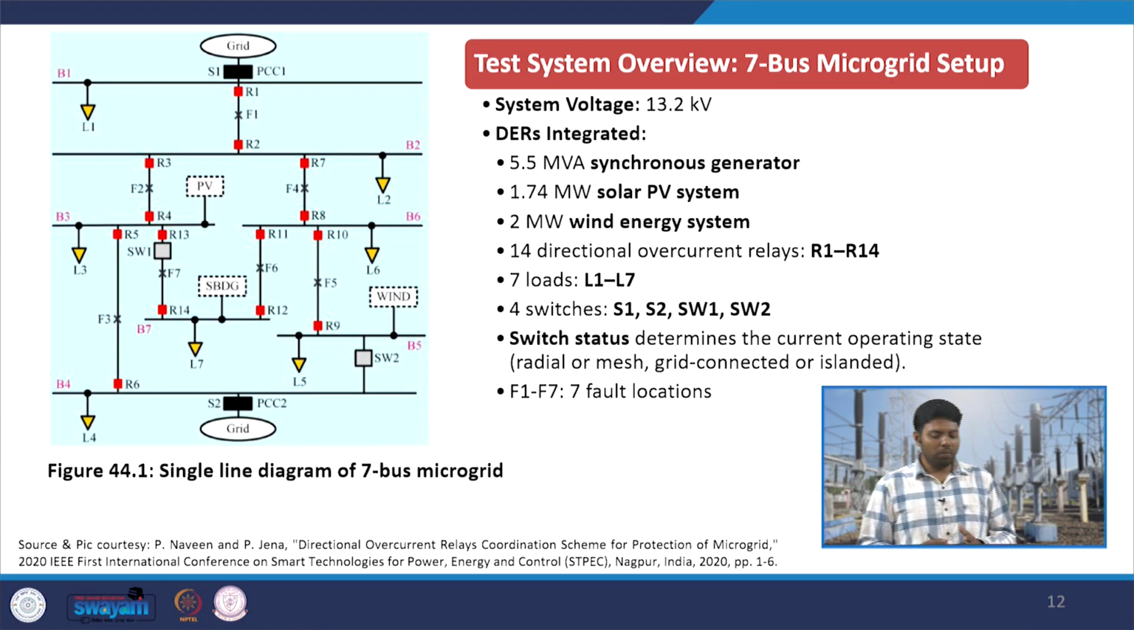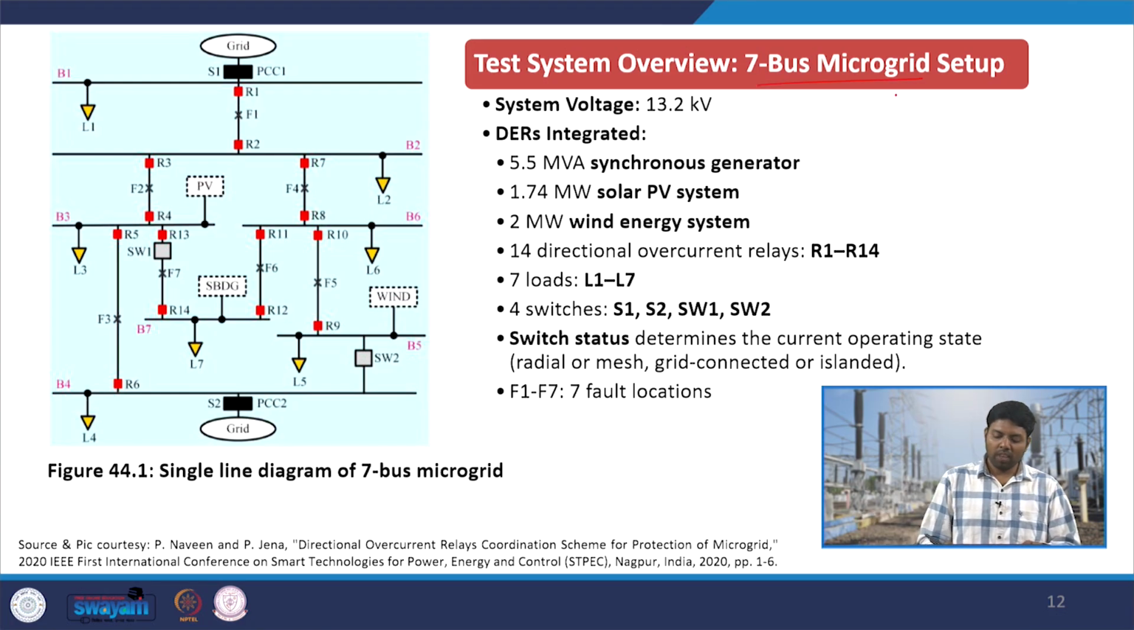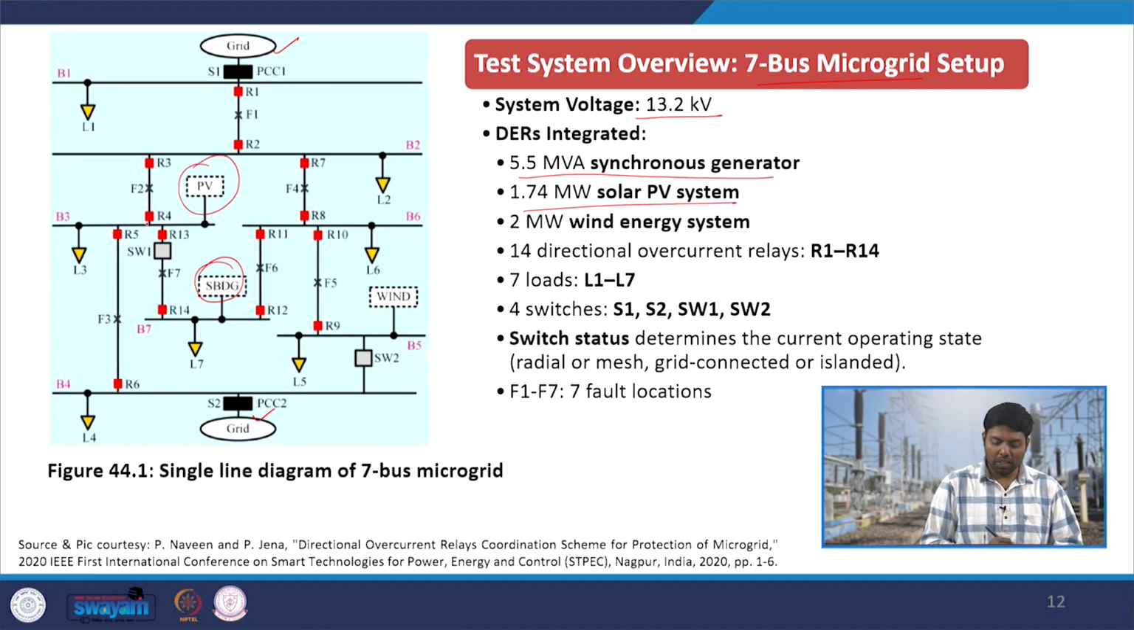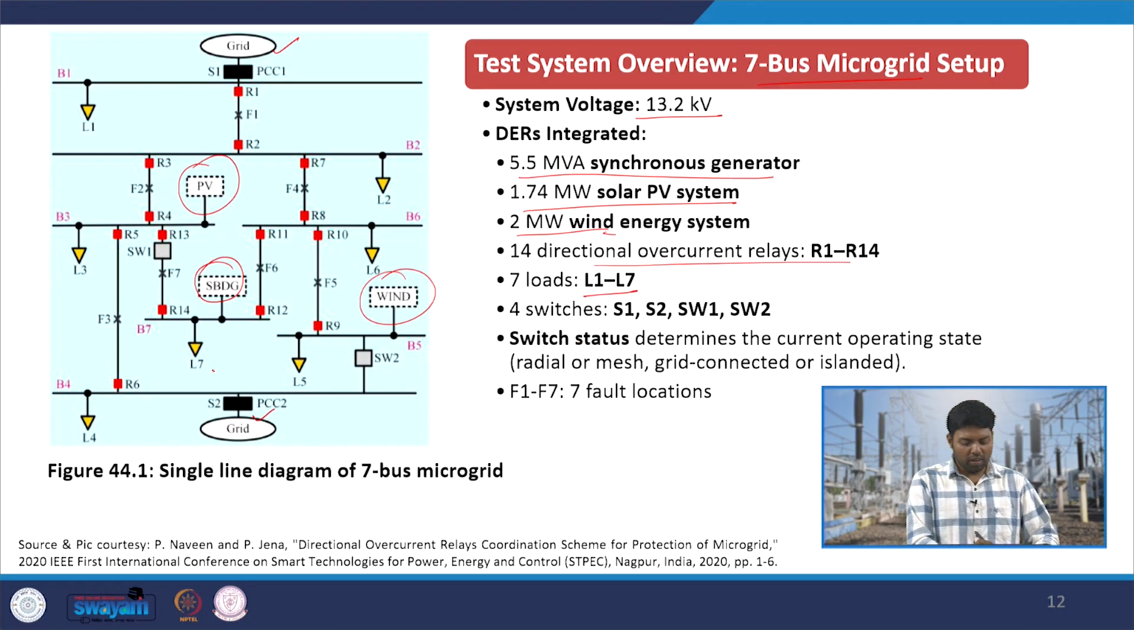So, this is the test system. This is a 7 bus microgrid setup of 13.2 kilovolt. It has two PCC points for connecting the grid. It is a both side feeding microgrid. One 5.5 MVA synchronous generator is present, maybe a diesel generator or a micro turbine. You have a solar power plant at bus B3. You have 2 megawatt of wind generation at bus B5. Then you have 14 directional relays, that is R1 to R14, and 7 loading points, L1 to L7.